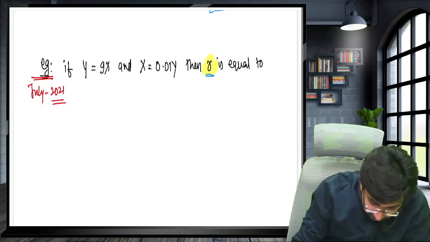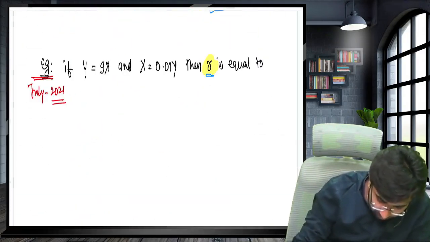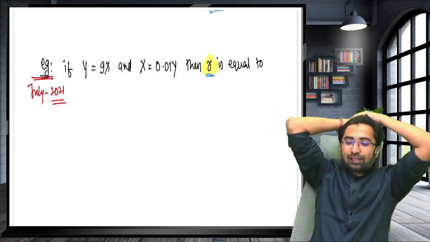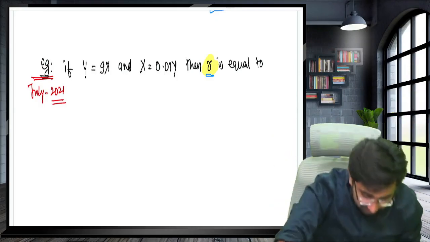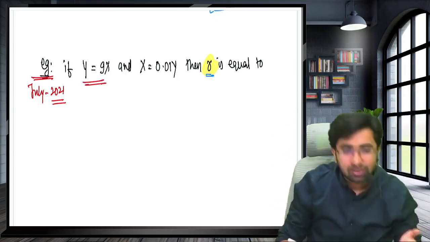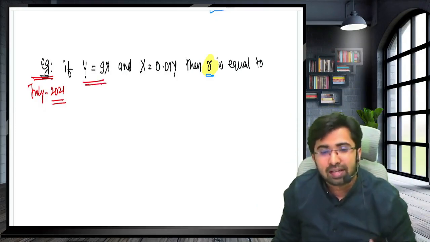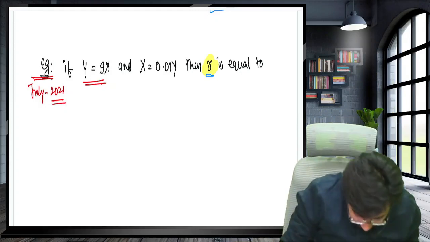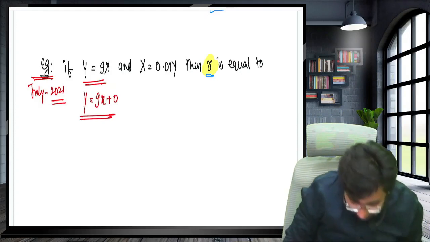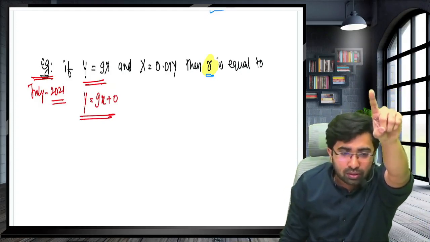Good. I'm impressed. See, this is y on x. Y on x is y equal to a plus bx. Where is a? A is 0. So we have 9x plus 0. Can you see the y is equal to a plus bx format? Can you see it or not?